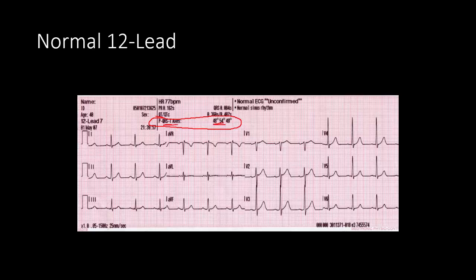So if you remember your quadrant method and your hexaxial reference system, this is 0 degrees and this is 90 degrees. And so somewhere right in here would be around that area. So again, this is a normal axis. You can also look at lead I and aVF and you notice that they're both positive. So again, that tells you that I'm within the normal range on axis. I found my J point, my ST segment, and it is baseline. It's not elevated or depressed. So again, this is a normal 12 lead ECG.